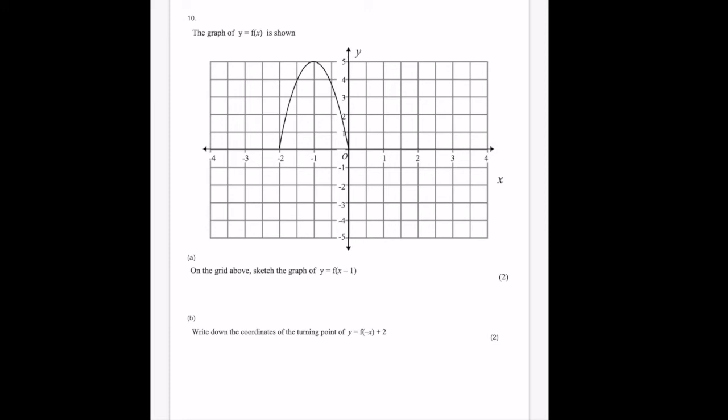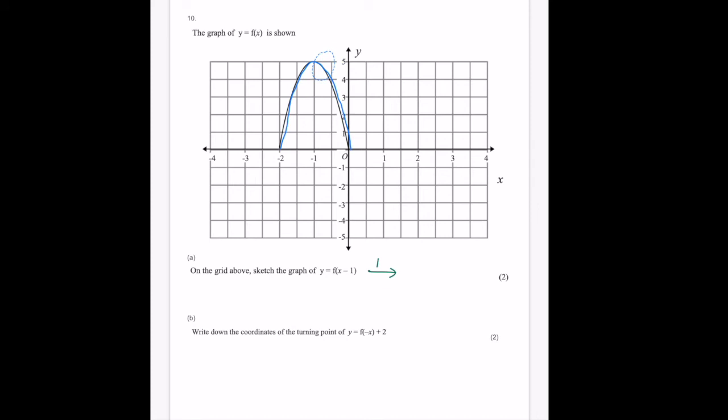So when you're doing this question, first of all, you're translating it from f of x to f of x minus 1. So it's f of x minus 1. So that translation tells us that it's going to move this direction by 1. So if I use the original function, then I'm moving this graph by 1 in this direction.